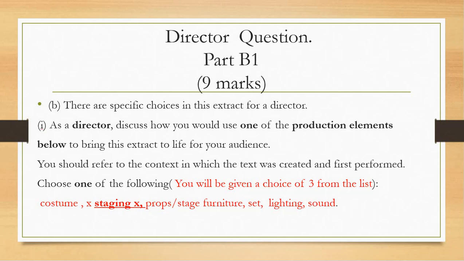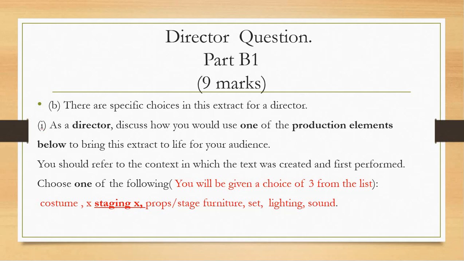Discuss how you would use one of the production elements below. So it's going to give us a list of production elements, and we must choose one to bring the extract to life for your audience. You should refer to the context. Context is your social, your historical, your cultural context, what was going on at the time. So we need to do some revision and we need to add context into our answers.